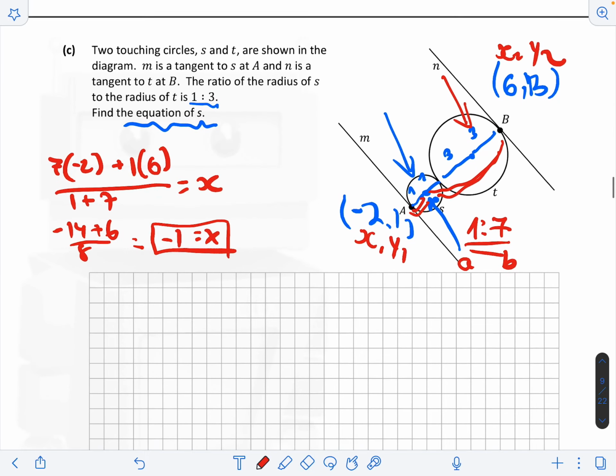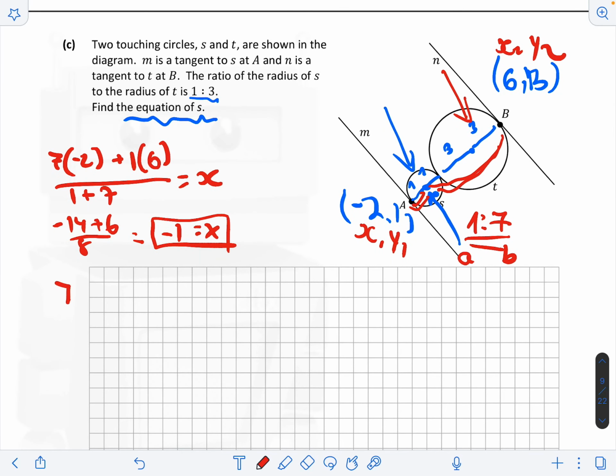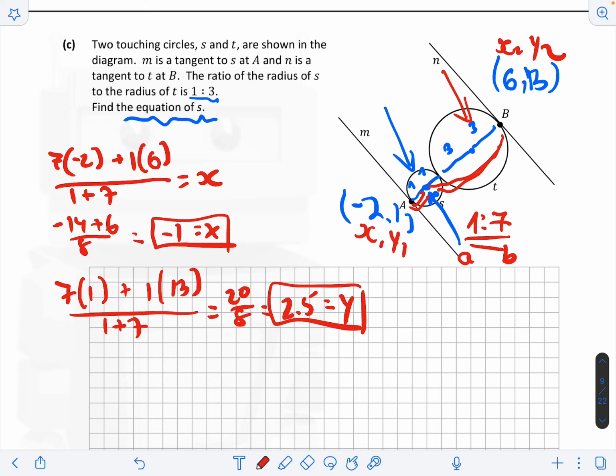I'll do the same thing for the y. So again, it's B, which is 7, multiplied by y1, plus my A, which is 1, multiplied by y2, which was 13, over A plus B, and that's 8. So that's 20 over 8, which is 2.5. So we have the y of the point. So this is the center of the circle.